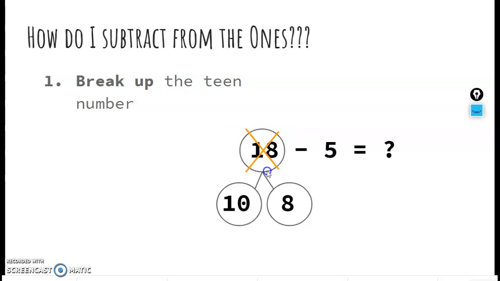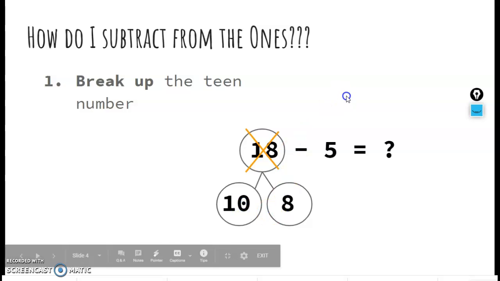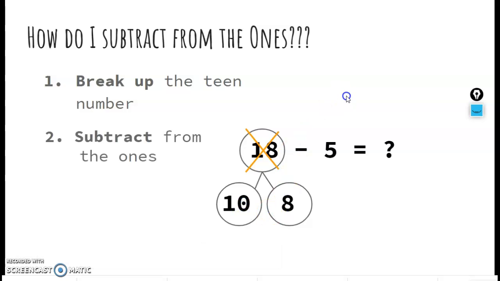Step number 2. Oh, sorry, and I like to always cross off the numbers. I forget to say that, but you have to use each number in the problem one time, so I like to cross them off so I know which numbers I've already used and which ones I still need to use. I don't have 18 anymore because now I've changed it into a 10 and an 8, so I crossed it off. Step number 2, subtract from the ones.